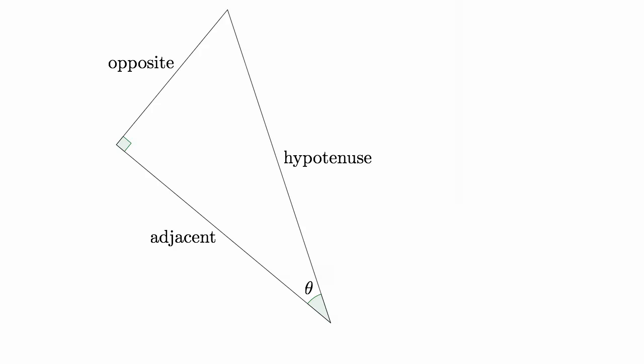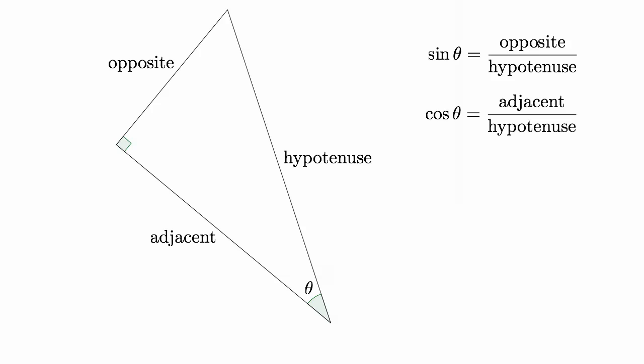So we'll define three ratios. The first one we'll call the sine of theta. And that's written like this. It's equal to the opposite side divided by the hypotenuse, the lengths of those sides. The second one is called the cosine of theta. It's equal to the length of the adjacent side divided by the hypotenuse. And finally, the tangent of theta is equal to the ratio of the opposite side to the adjacent side.